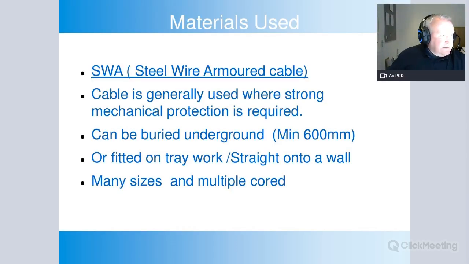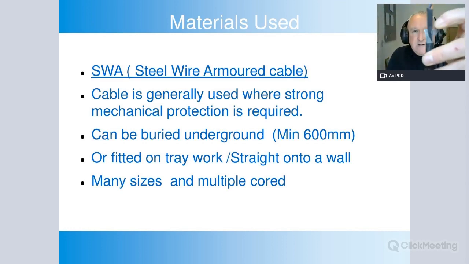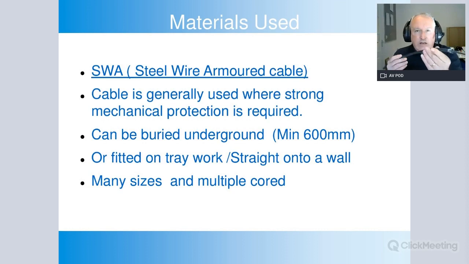Steel wire armored is this cable. As you can see, inside the cable at the top, you've got this steel braiding, this steel wire, which gives it some strength. It's designed to be used in industrial areas. It can also be buried underground. But as it says on the second line on the screen, if you bury it in the ground, you've got to do at least 600mm of depth above it.